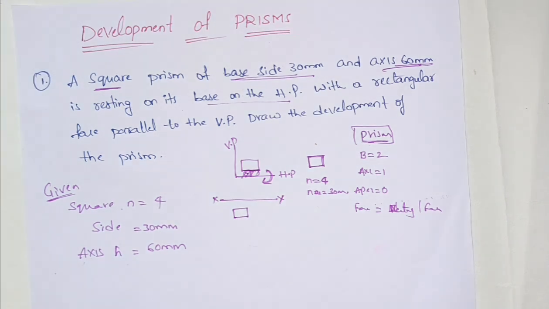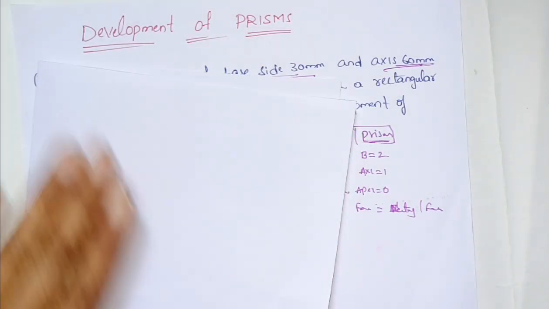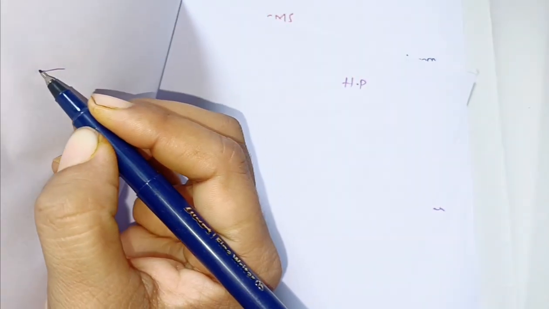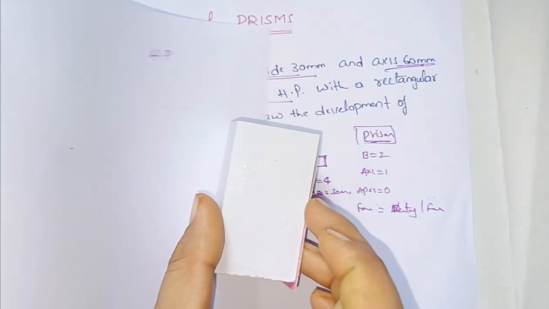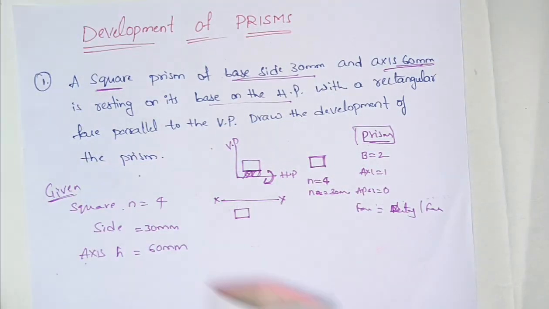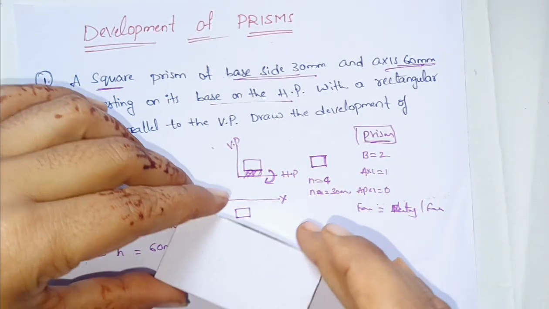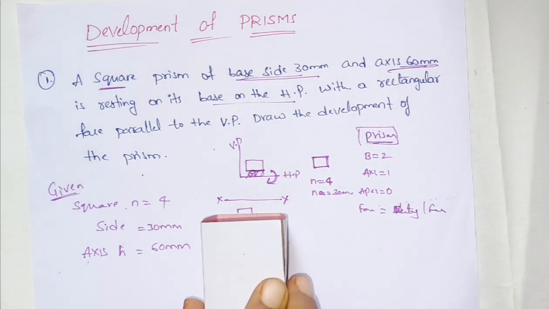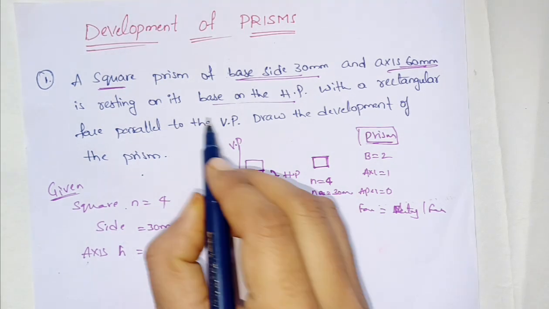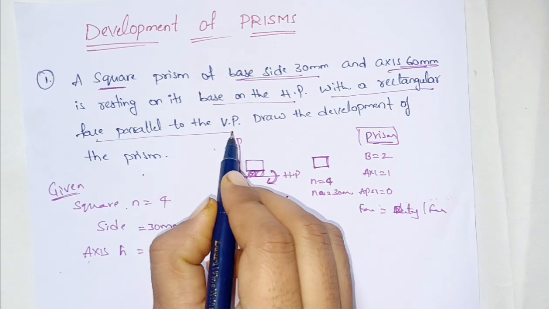So this one is HP and this one is VP. The square of the prism is resting on the HP. Resting on the HP means definitely it comes downside of the reference line. So this square on the HP definitely comes downside of the reference line X and Y. And this axis is given, and next the rectangular face is parallel to the VP.